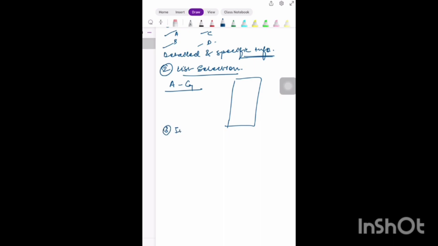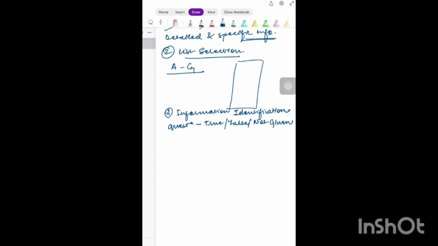The third is information identification. Questions which are true, false or not given. So identify whether the given information is true, false or not given. This type of question tests your ability to clearly understand what the text is talking about.